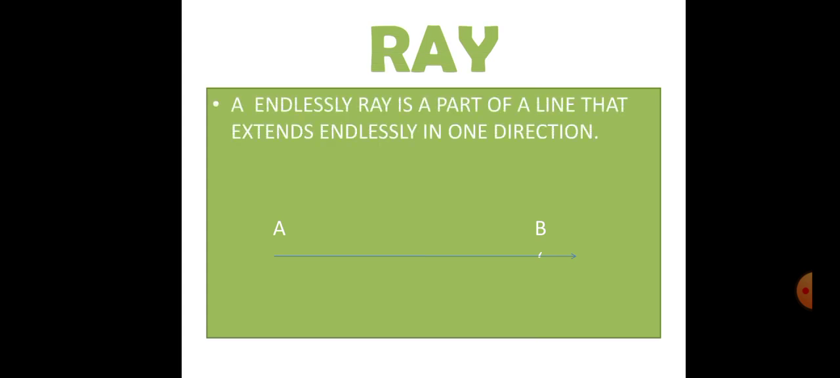Next is ray. A ray is a part of a line that extends endlessly in one direction only. So it means a ray has one end point, and point A shows the initial point of the ray and point B we can extend endlessly.